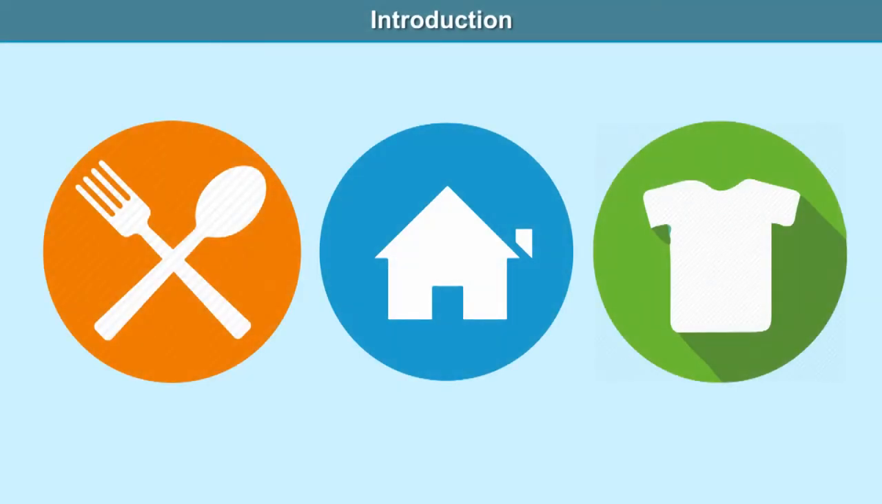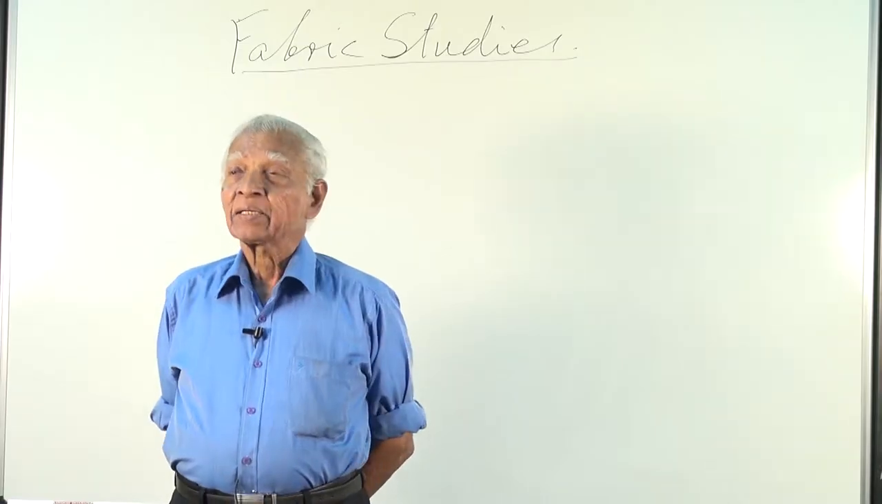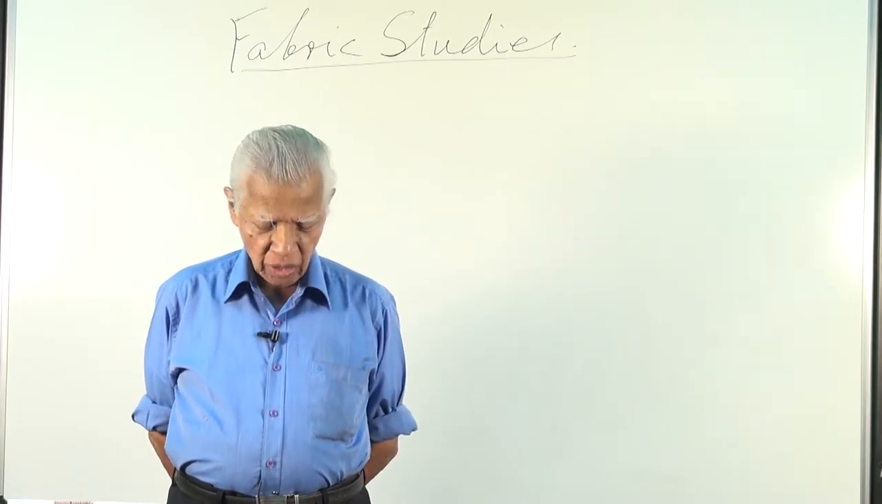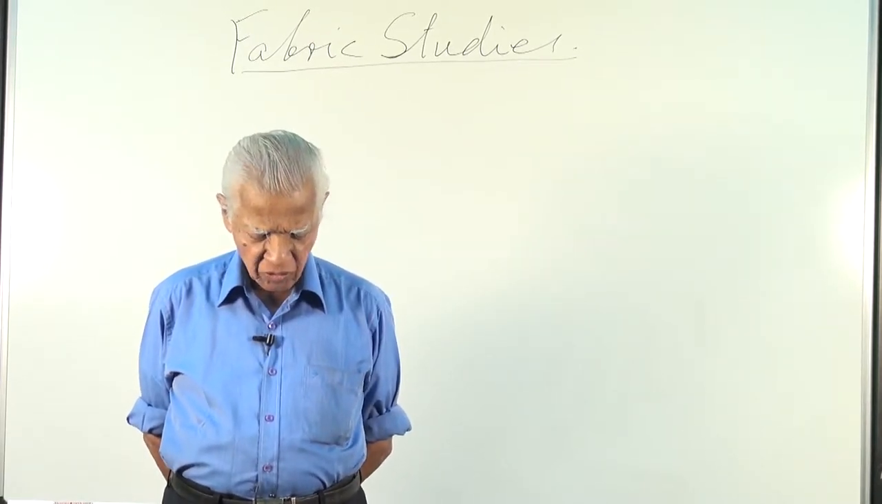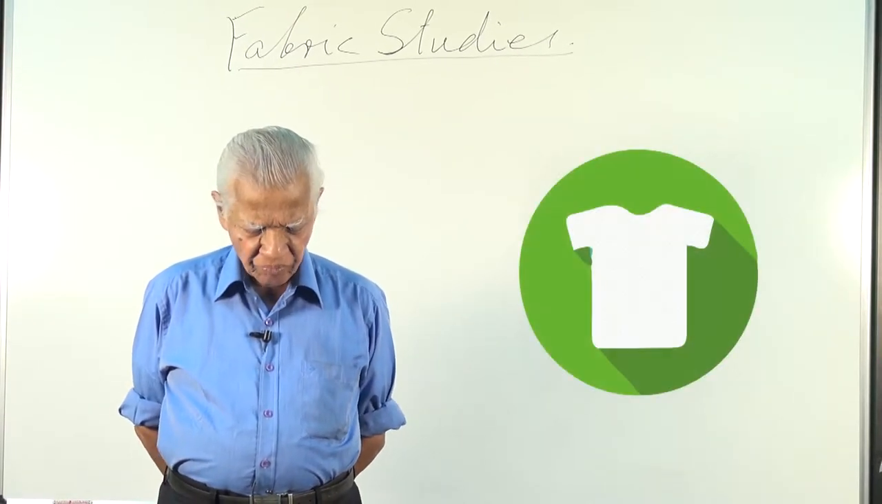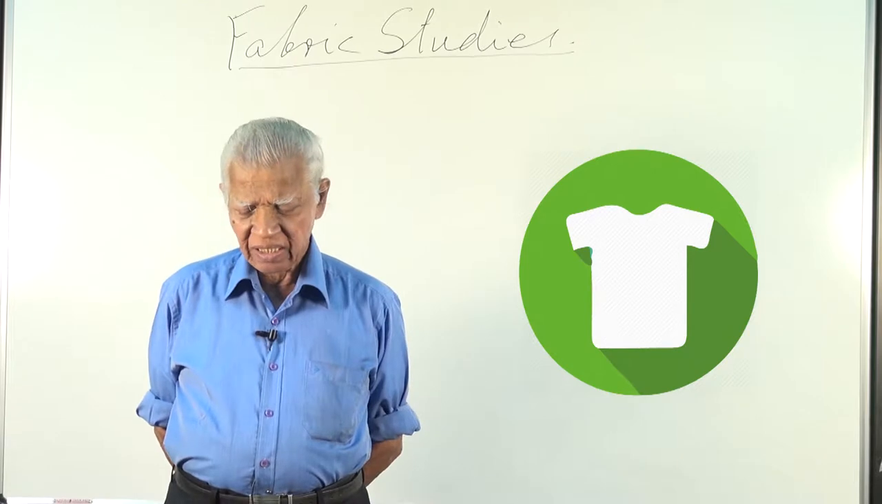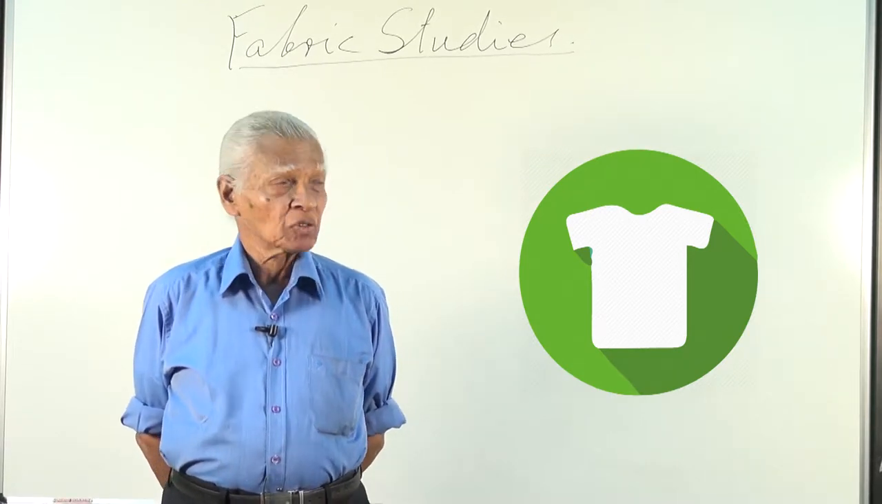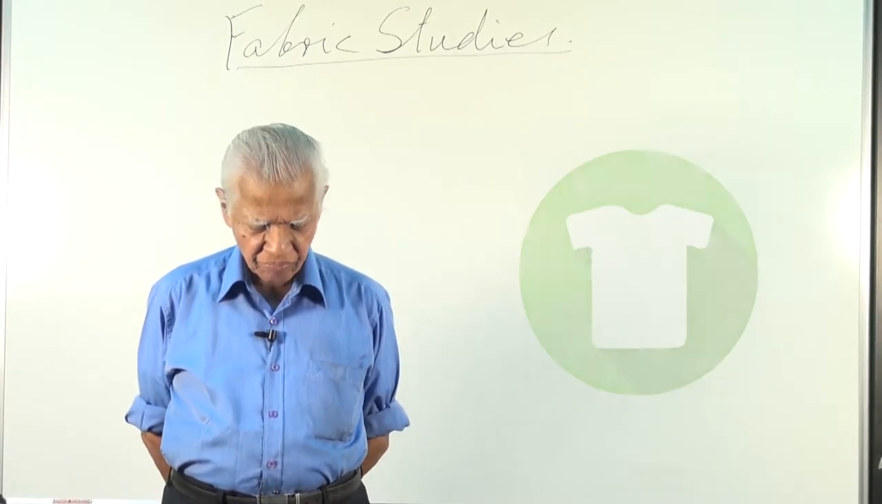It is a well-known fact that there are three things which are essential to human beings, namely food, shelter and clothing. And clothing plays a very vital role in our day-to-day life and also in many of our activities. And clothing is made from the textile fabrics about which we are going to discuss.